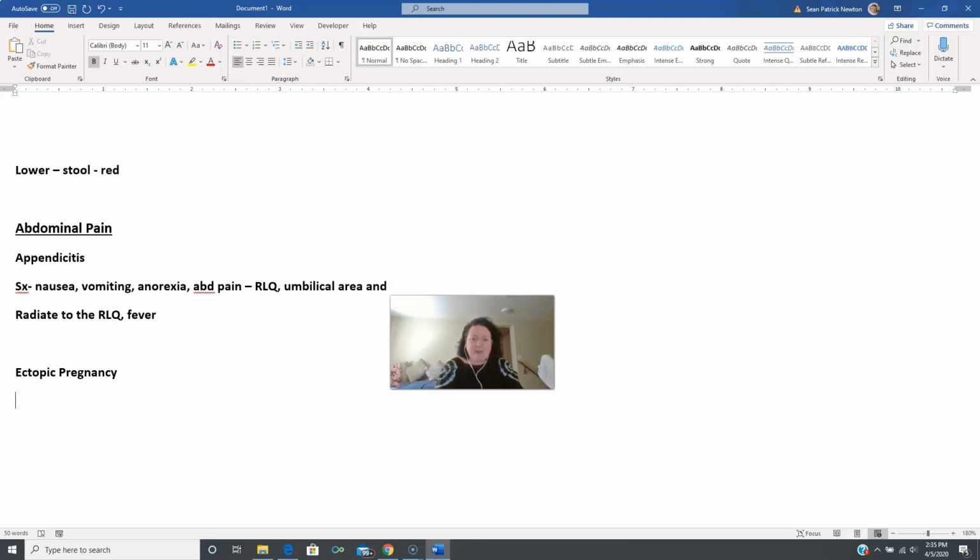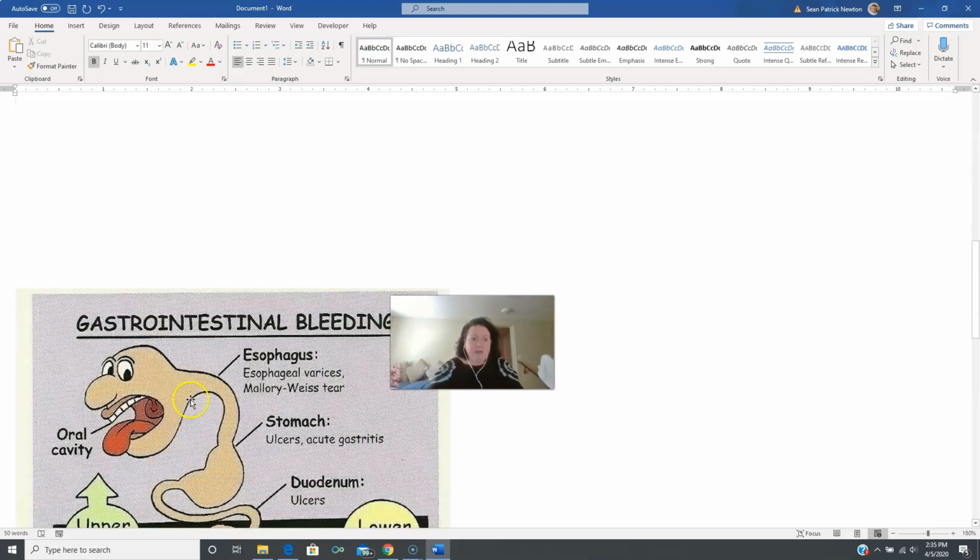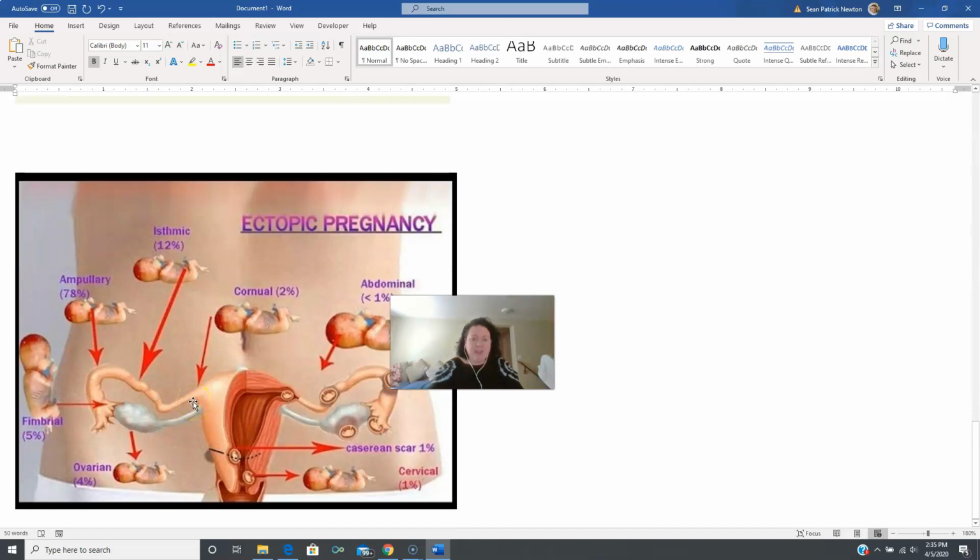Next really important thing to talk about is ectopic pregnancy. So ectopic pregnancy means a pregnancy that's anywhere but the uterus, which is where the actual fetus can grow. So I do have a picture here of ectopic pregnancies. Here we have our uterus. Here's our fallopian tubes and our ovaries.